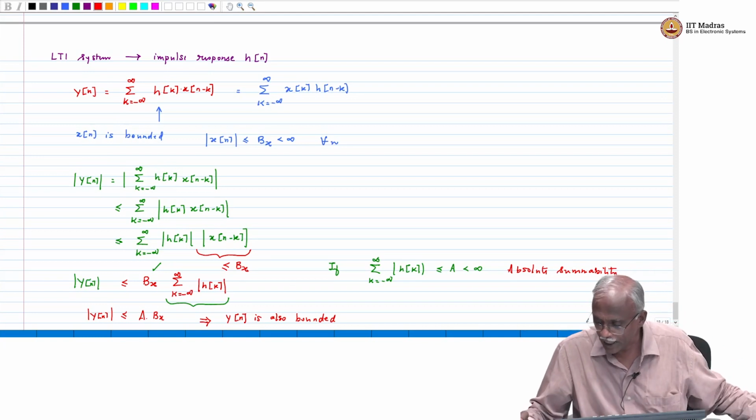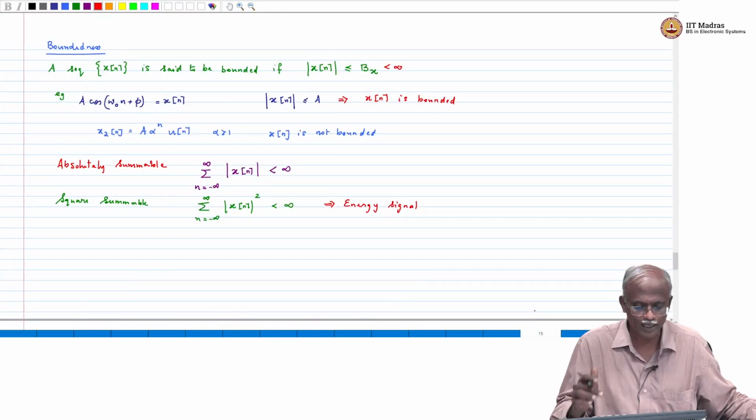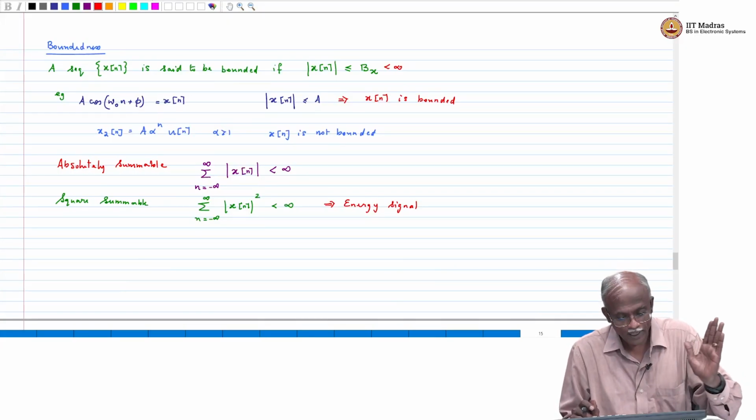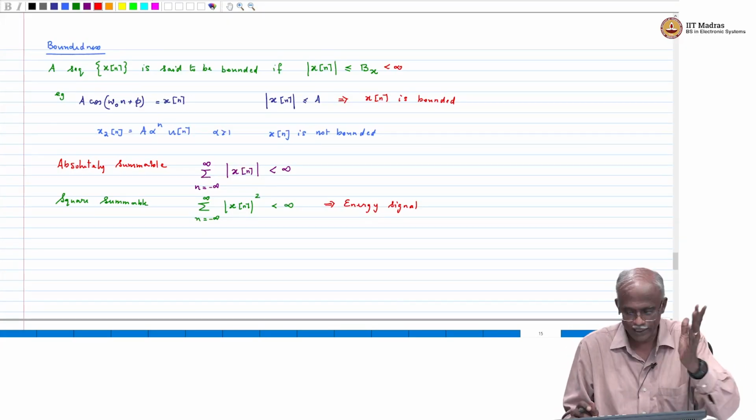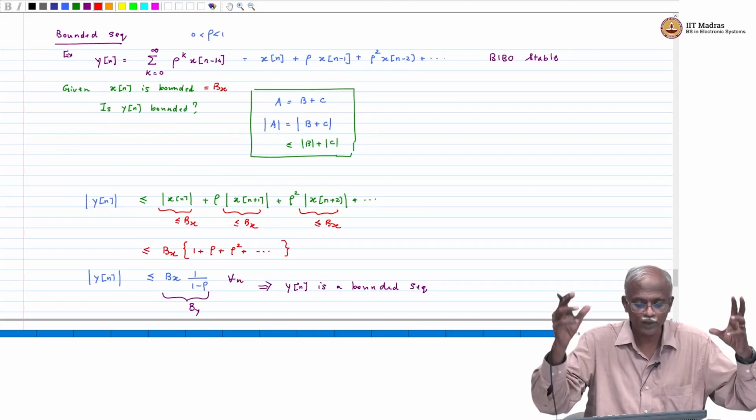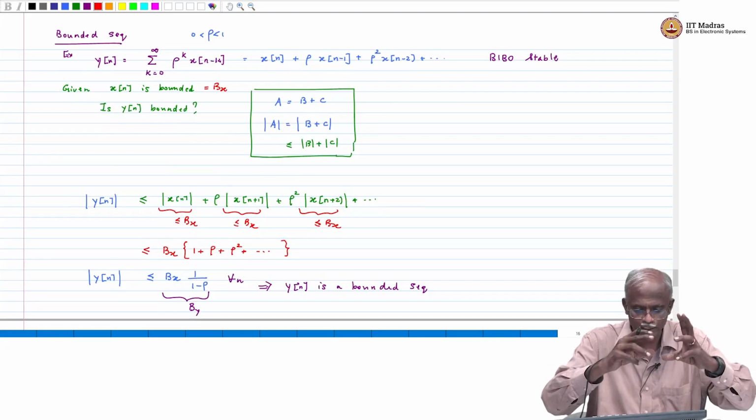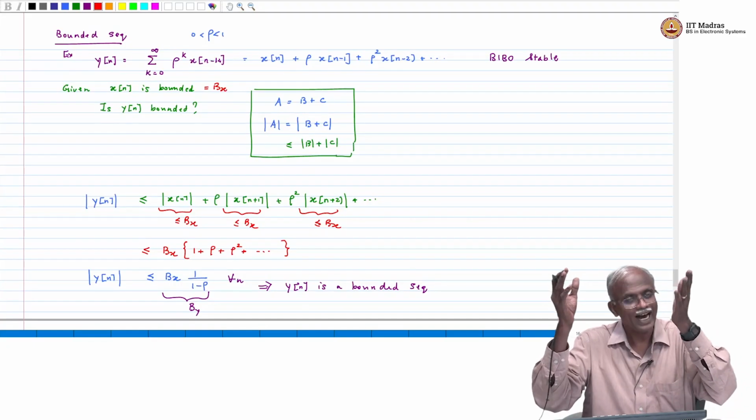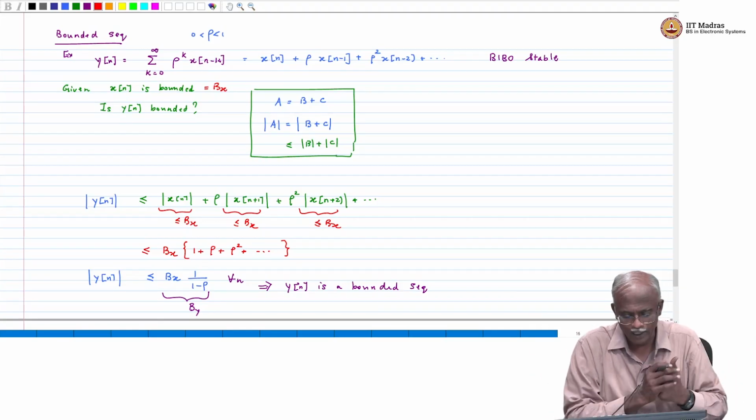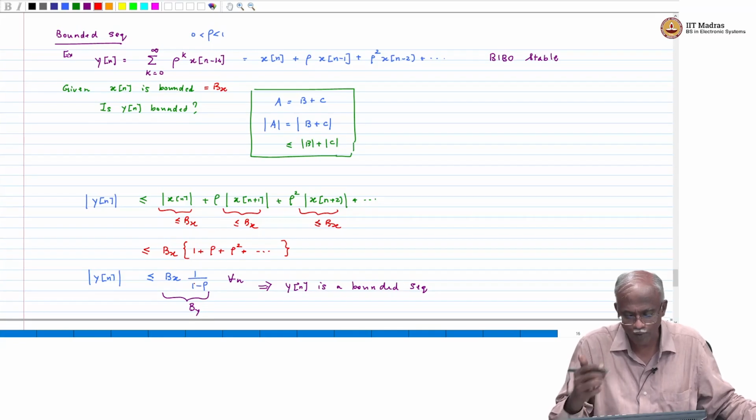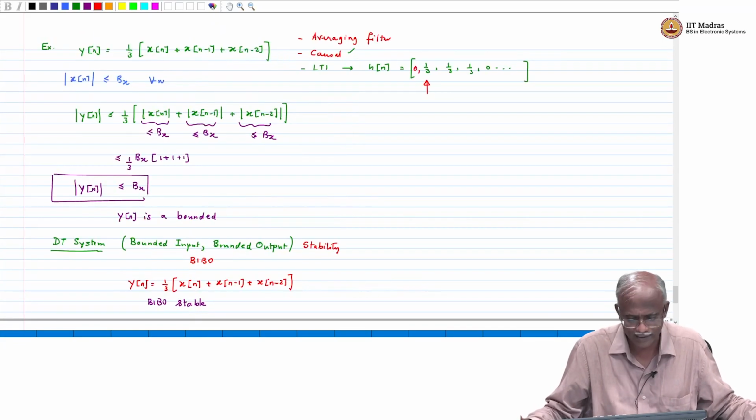So what we have done now, let me just quickly summarize. We defined the notion of boundedness. We defined what is absolutely summable and square summable. Then we looked at individual sequences and said, okay, how do I check whether a particular sequence is bounded? Look at what is the expression for the sequence and see if you can get the value, and then you decide whether the given sequence is bounded or not. And so we looked at a couple of examples.